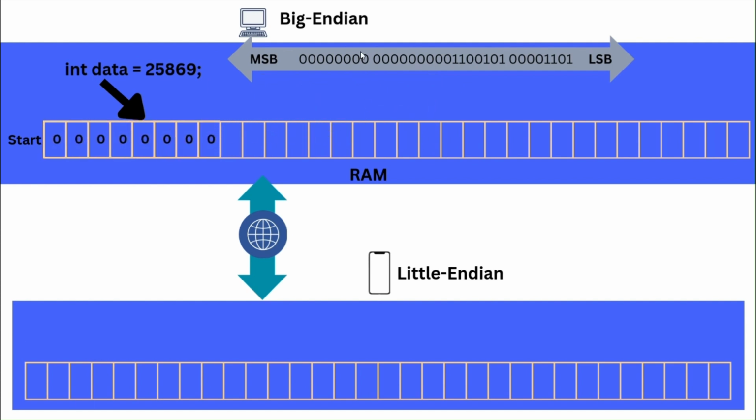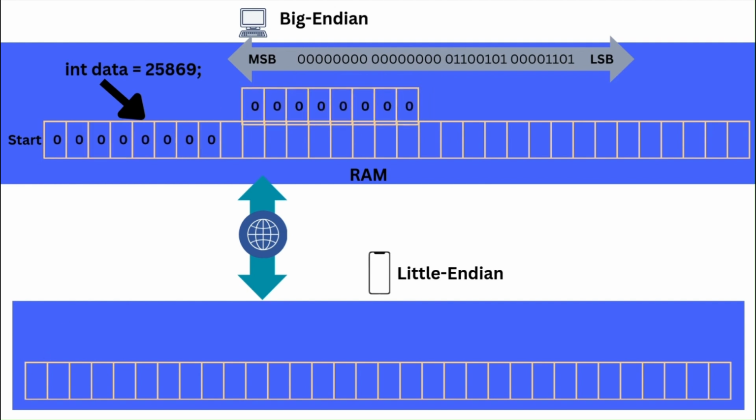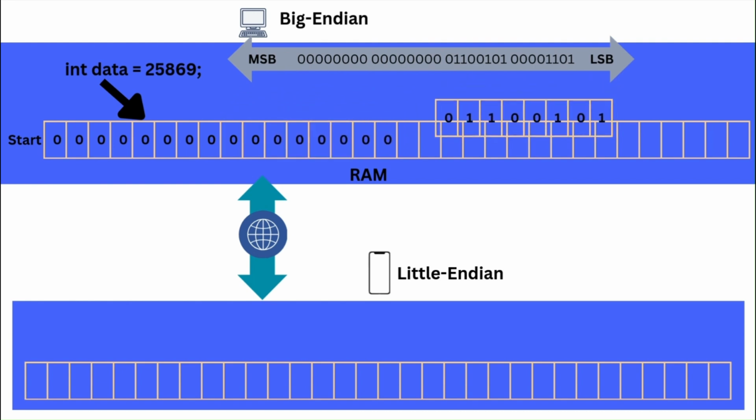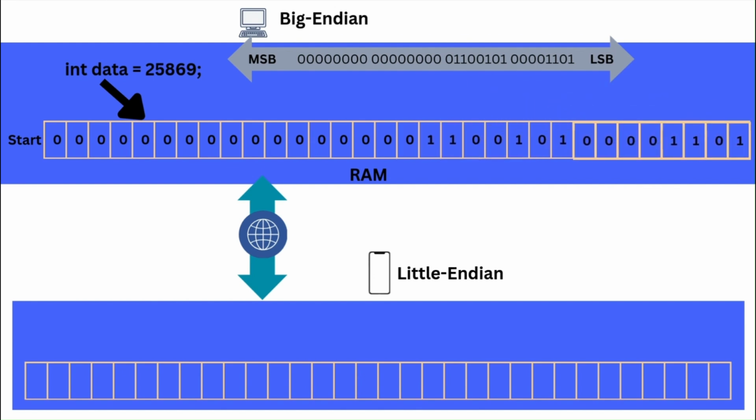So first the big end, this one, is stored. Then the next one is stored, and then the next one. Now this one is stored. At the end it stores the little end. Little end means the byte which contains the least significant bit.